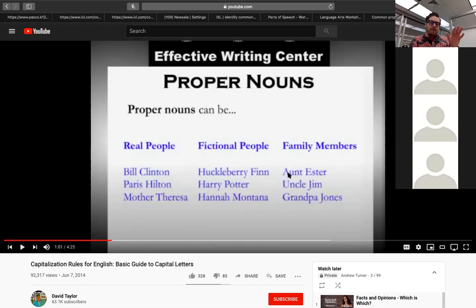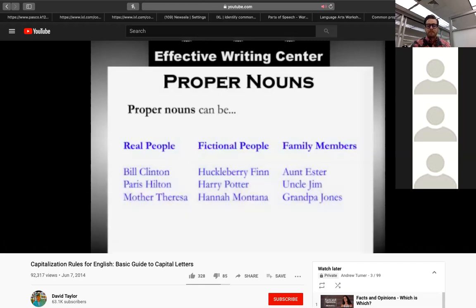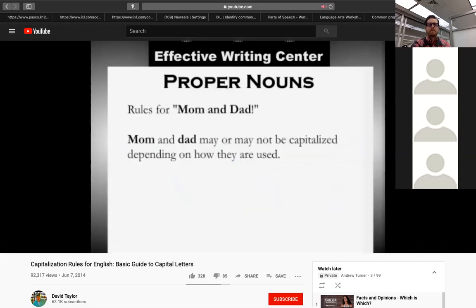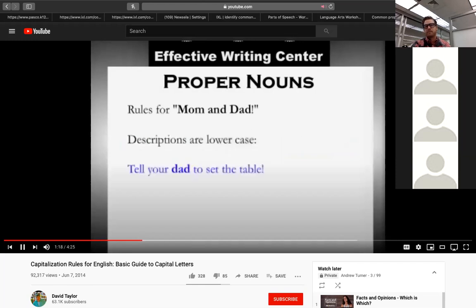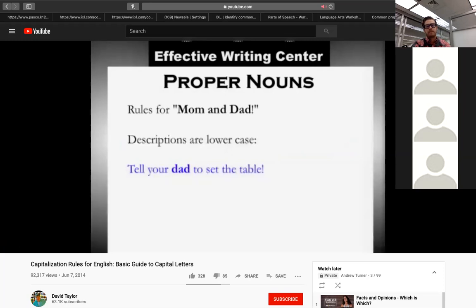When you're talking about your family members and you're naming them, so Uncle Bob, Grandpa Joe, Aunt Esther, these have to be capped, okay? Just generic family relations, you don't capitalize. One helpful tip that helps you know when to capitalize words like mom and dad is this: think about whether or not you are using that word as the person's name or as a description. You can replace it with their name or a description, and you'll see how it works. If it's a description of who that person is, then you keep it lowercase. Tell your dad to set the table.